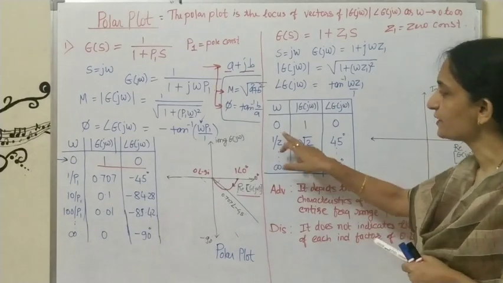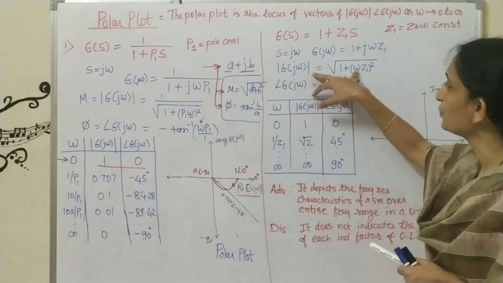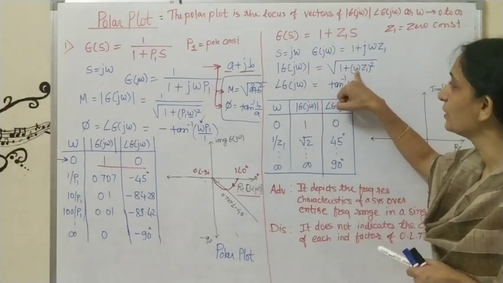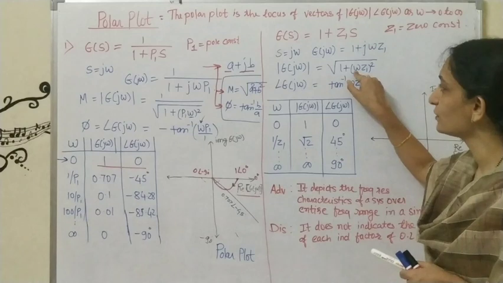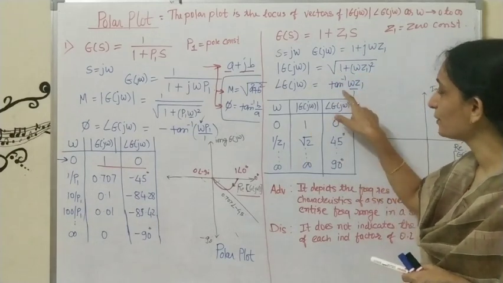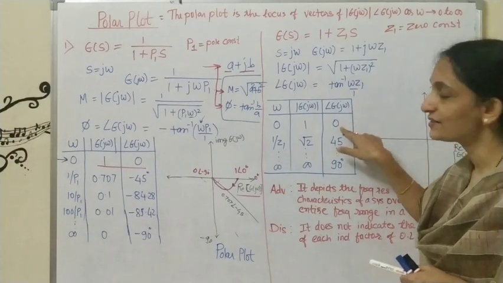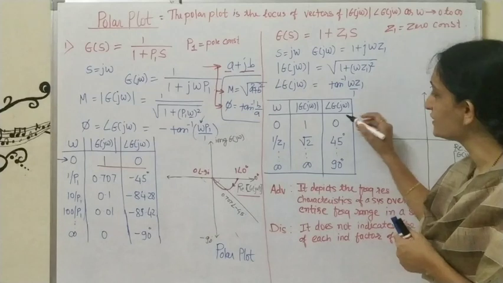See, first of all I have taken ω = 0. So what I will get, just put ω = 0 in the magnitude. This term will be 0 and the mod will be 1. So the magnitude is 1. What about the angle? When I put 0, tan inverse of 0 is 0. So this is actually 0 degree.